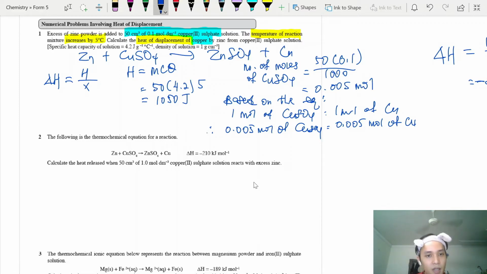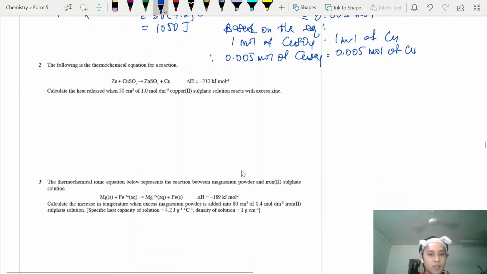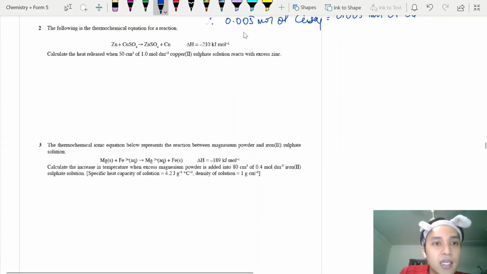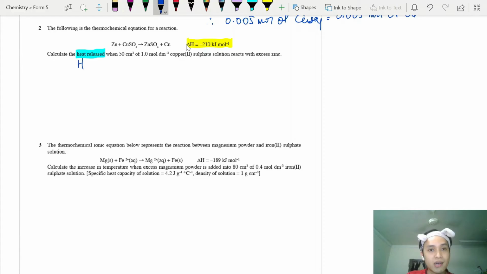Alright, let me show you another. Let me show you the second one. This one, they already give me the heat of reaction. Calculate the heat release. You must know the difference between heat of reaction and heat release. Heat release means I only want to know H is how much, not delta H. Delta H is heat of reaction. Calculate heat release means I want to know MC theta is how much.